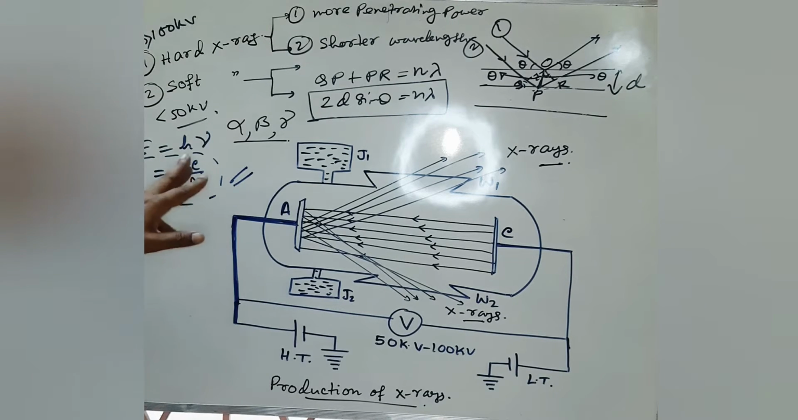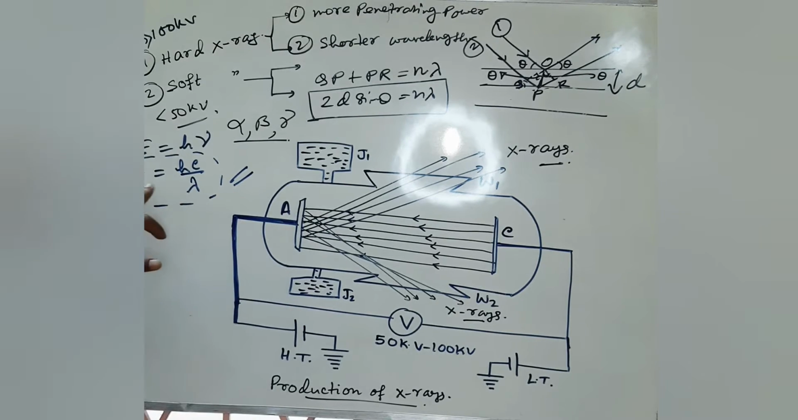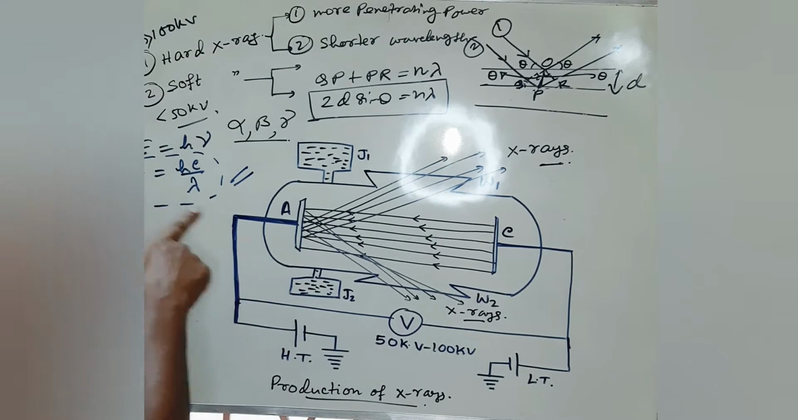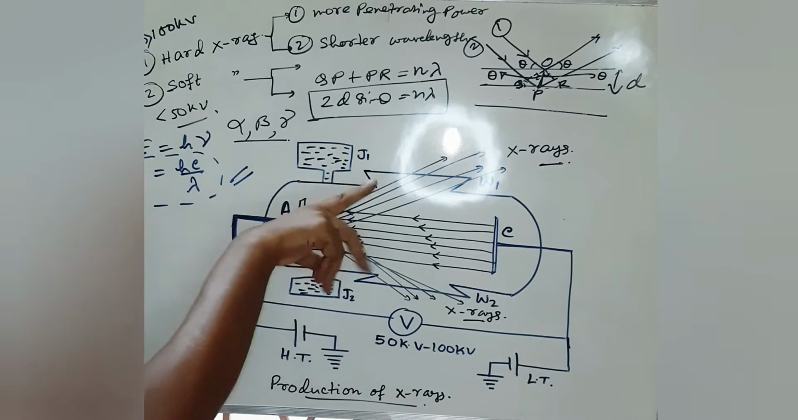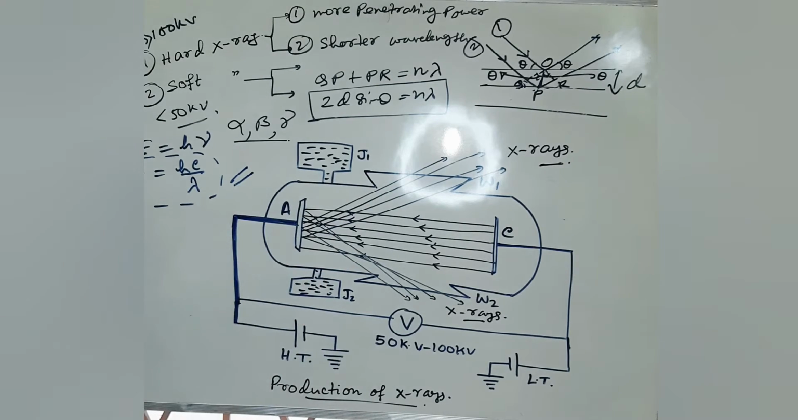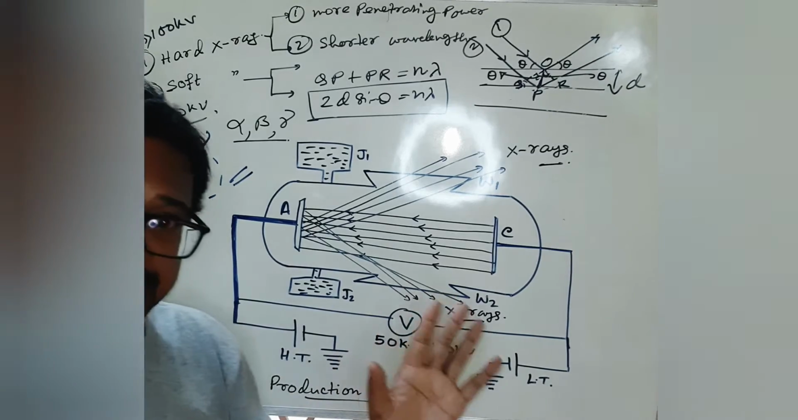h nu equals c by lambda, so we have E equals hc by lambda. That means the higher the energy, the shorter the wavelength; that is the relation between energy and wavelength. From that we can also calculate the wavelength of the X-rays which are emitted after the electrons strike the anode surface. That's it for the production of X-rays.